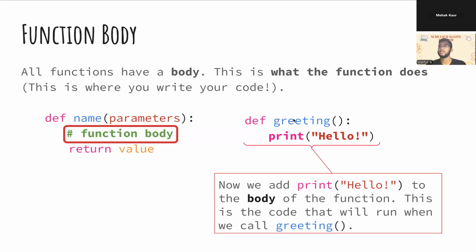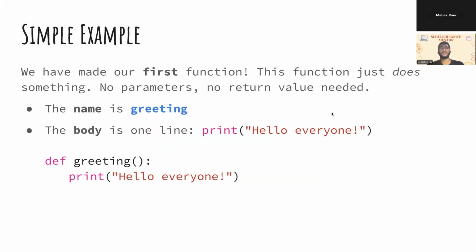Okay, let's continue. So we add the print hello to the body of the function. This is the code that will run when we call greeting. We have made our first function. This function just does something. It has no parameters. It has no return value needed. The name is greeting and the body is one line, print hello world.